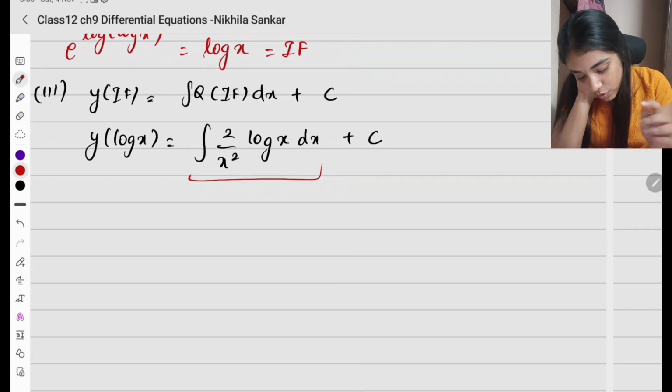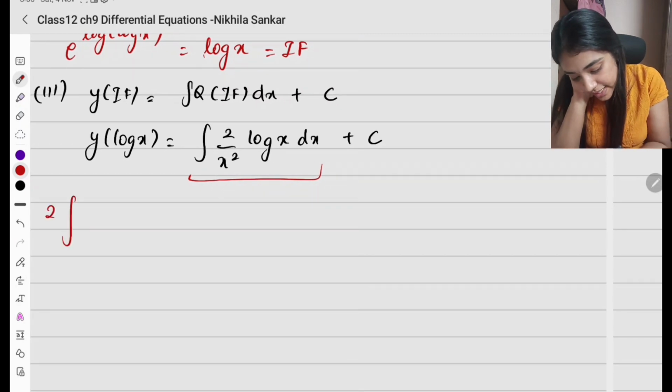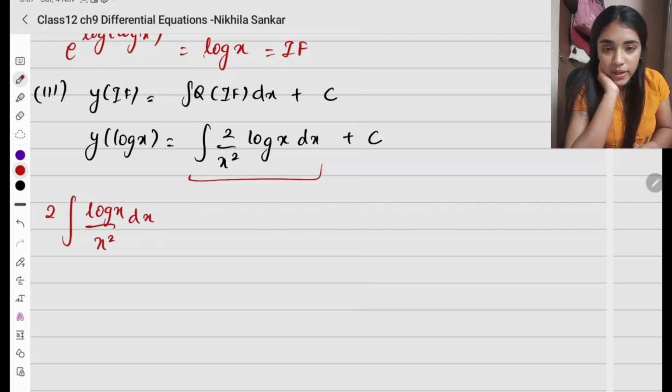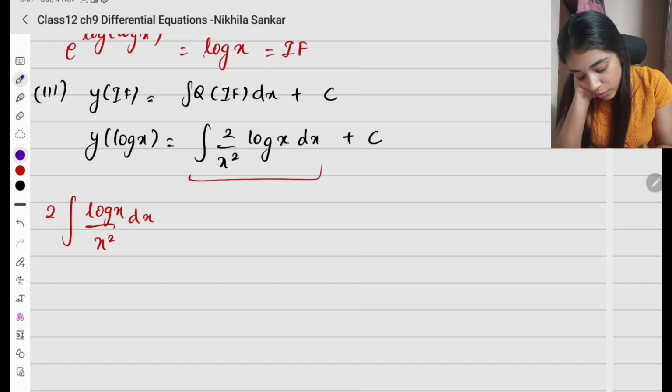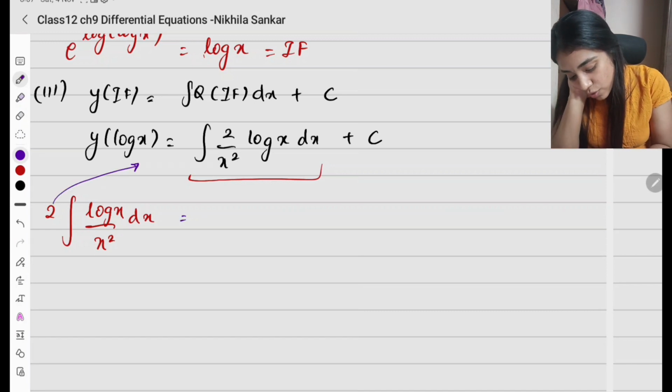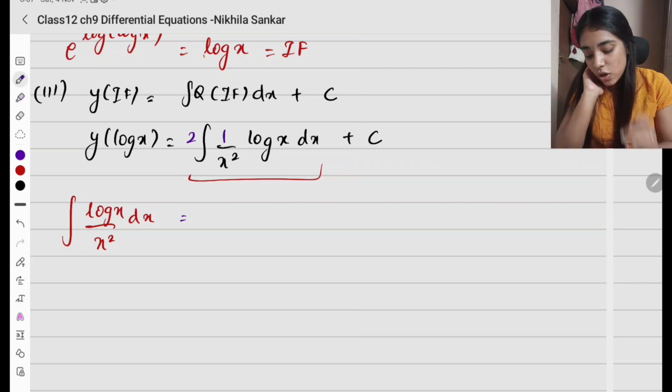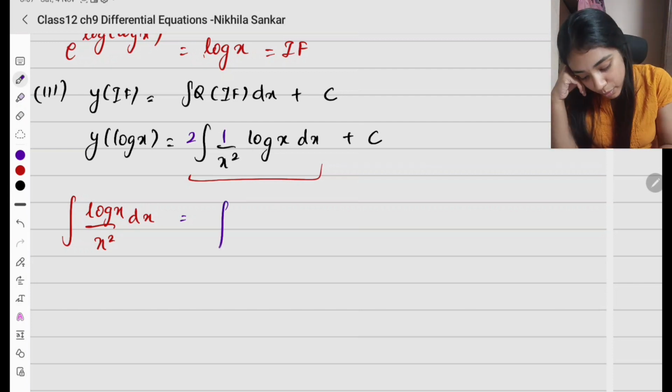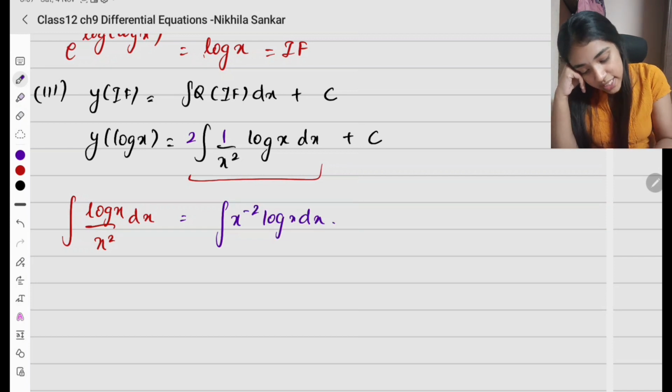We have to solve this integral. So what do I have? 2 integration of log x divided by x square times dx. Okay, so if I put this in the substitution method, what will I have? Or I can write this as, let me take this 2 outside. I don't want this for the calculation, so I'll take the 2 outside. Okay, so 1 divided by x square is there. So how am I going to integrate log x divided by x square? I'm going to write this as x to the minus 2 times log x dx.